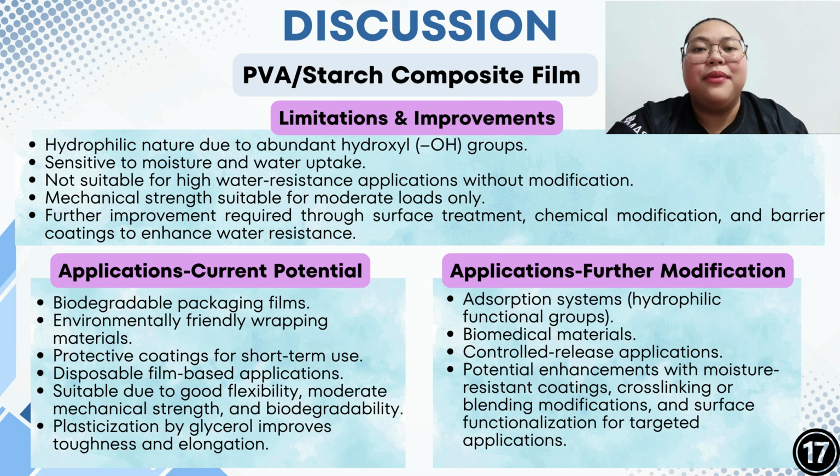So, in summary, the PVA starch composite film demonstrates a balance between sustainability and functionality. Its property makes it ideal for eco-friendly short-term application, while further modification could expand its use to advanced and specialized application, maintaining its biodegradability and mechanical properties.